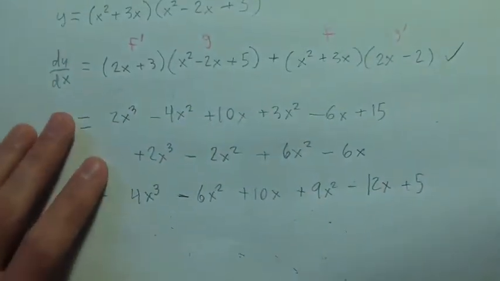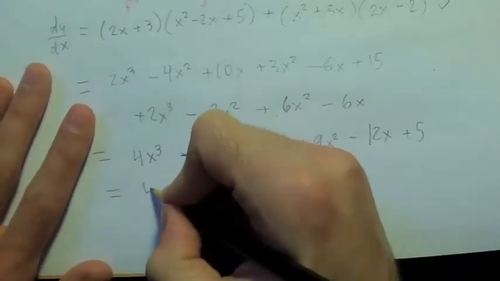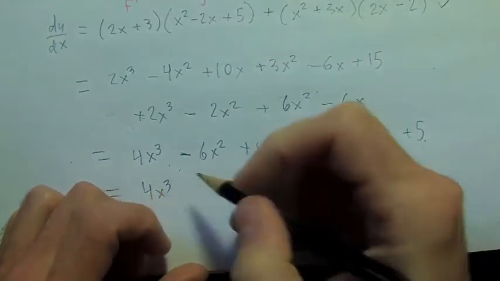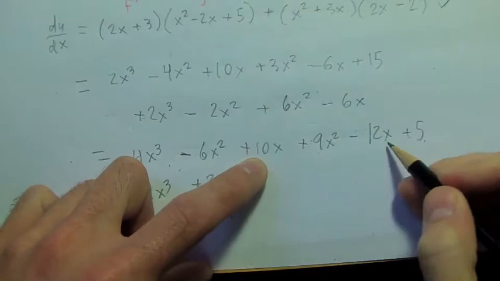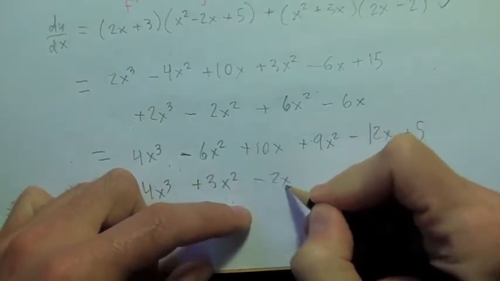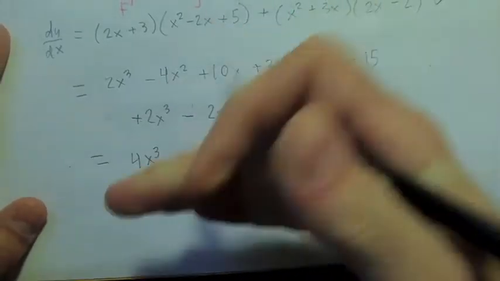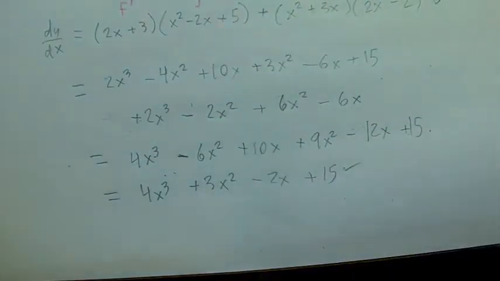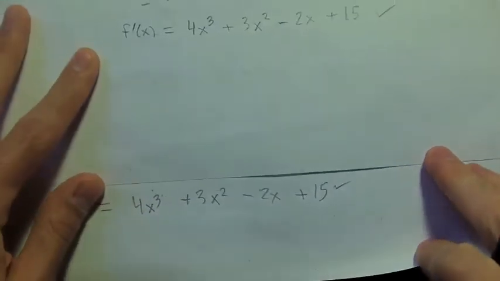I'm going to do vertically, then horizontally. That's just how my brain likes to do things. So this will be 4x cubed. Then when I join my x squareds together at the end, this will be plus 3x squared. Then 10x minus 12x will give me minus 2x. And then I have plus 15. Okay. And there we go. That's exactly what we got last time, if you can see.